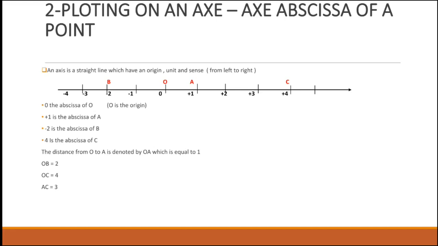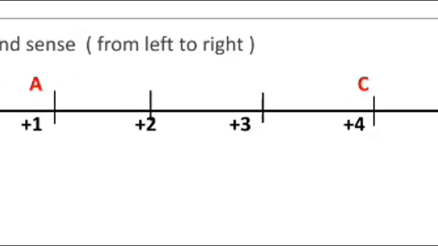The distance from A to C, how many jumps? From plus 1 to plus 2, this is the first time. From plus 2 to plus 3, this is the second time. From plus 3 to plus 4, this is the third time. So the distance from A to C is 3.